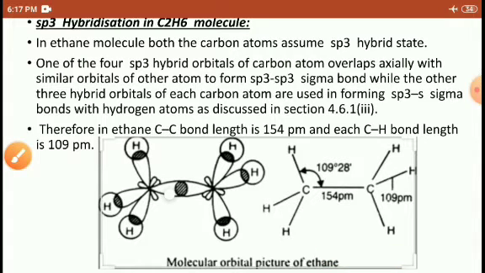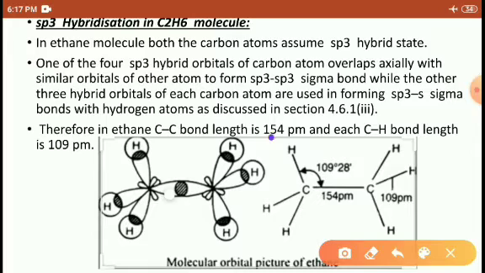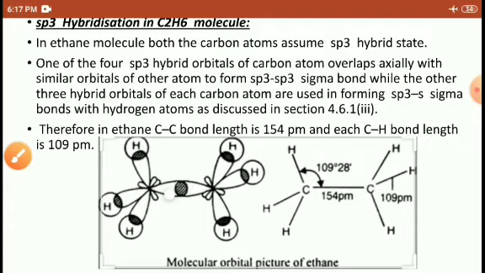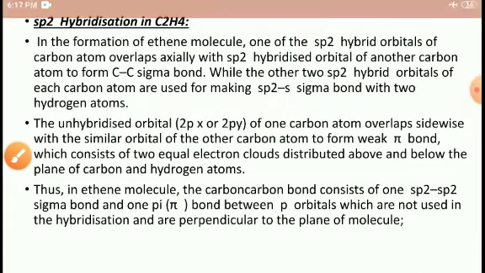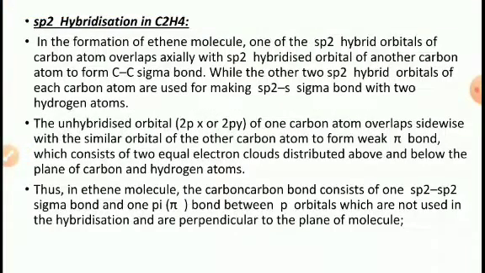So here the carbon-carbon bond length is 154 picometer, and the carbon to hydrogen bond length is 119 picometer. The bond angle is 109 degrees 28 minutes. Right, friends? Similarly, sp2 hybridization is a similar process to sp3.